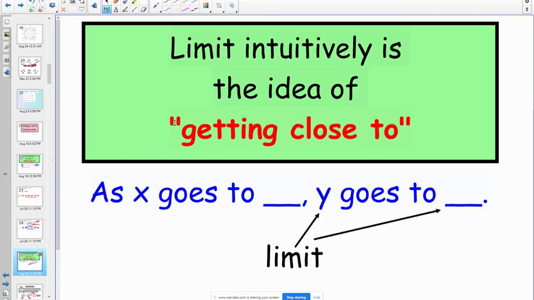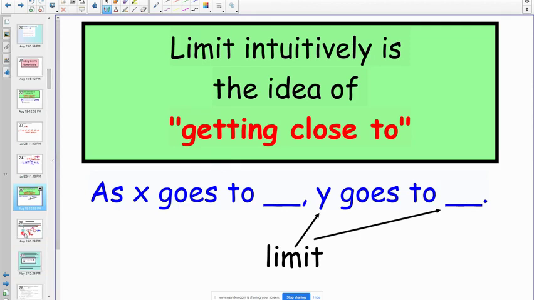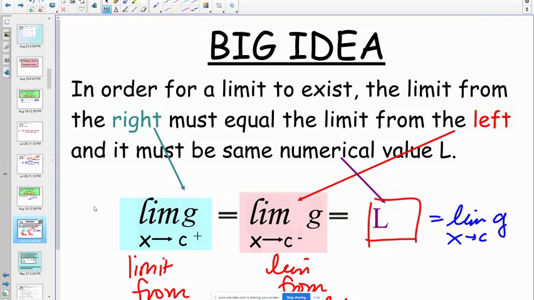Okay, so again, limits is the idea of getting closer and closer to some number. So as x gets closer and closer to some number, y is going to get closer and closer to some other number. Now, some problems don't have limits, and we'll talk about that. But for the problems where you come from the left of x and you come from the right of x and you get the same number, that's when you do have a limit. And so that's the big idea.